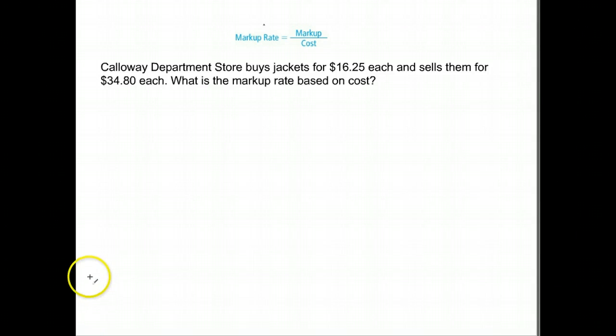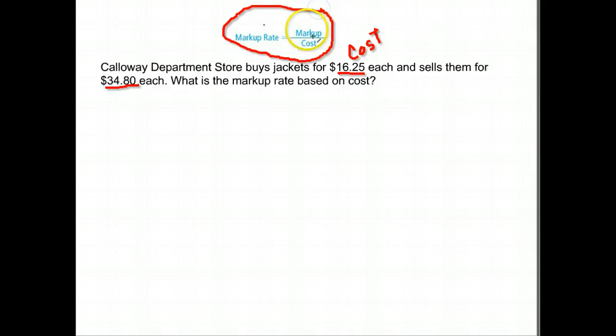All right, here's another example. Callaway department store buys jackets for $16.25. That's what they buy it for. That's the cost. They sell them for $34.80 each. What is the markup rate based on cost? So we're trying to find the markup rate, and we have our formula up here. But notice so far we don't have all the information we need. We know the cost, but we don't know the markup. So we need to first find out, well, how much did they mark it up by?